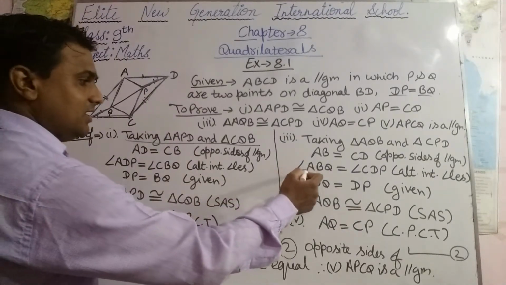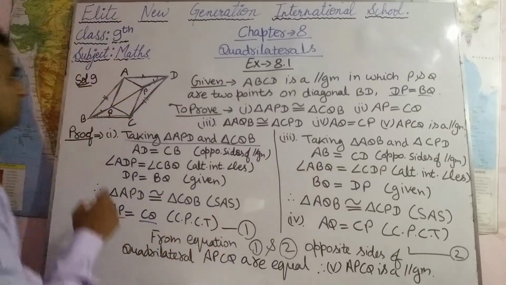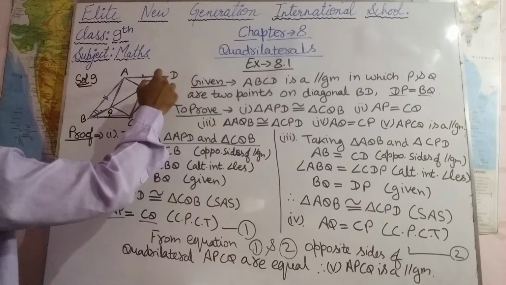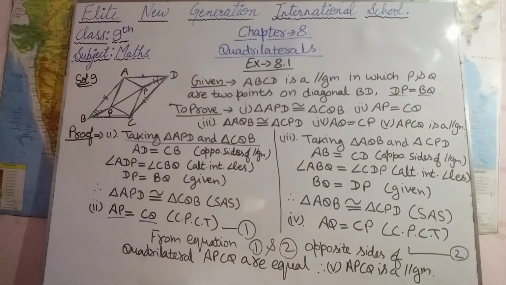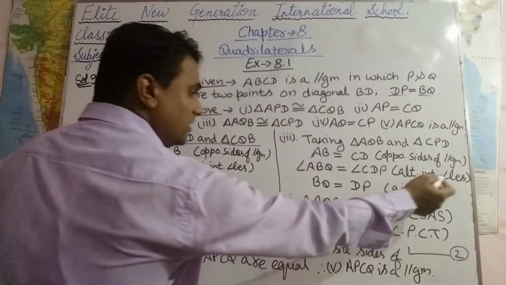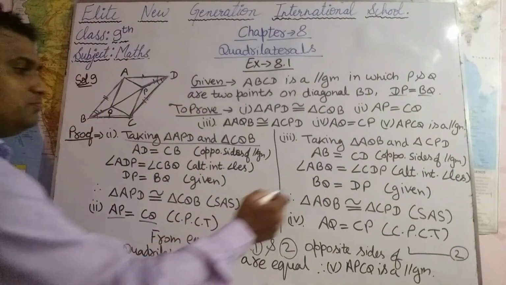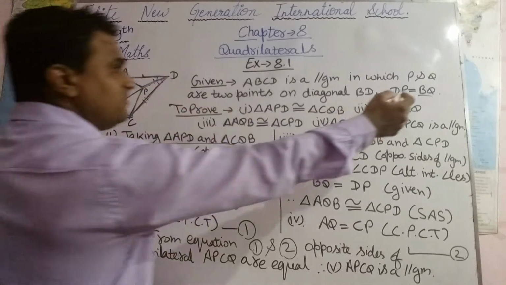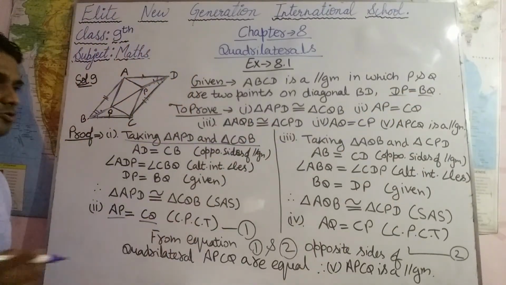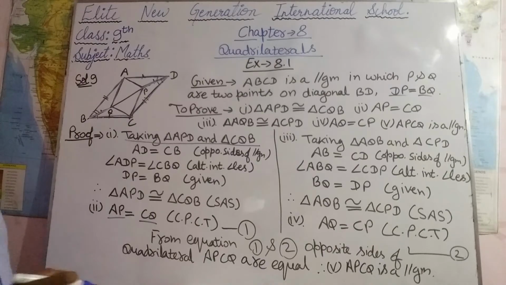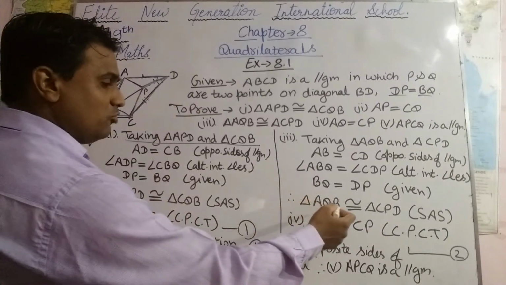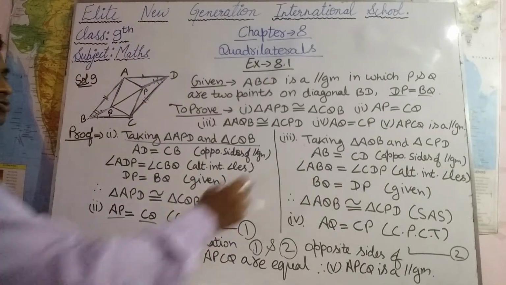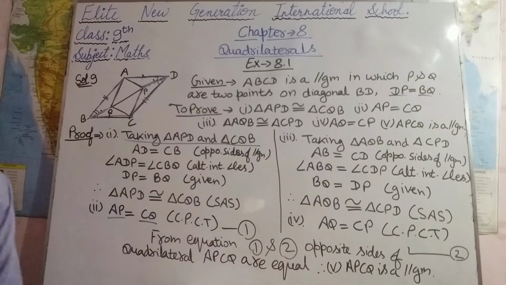Now after this, angle ABQ equals angle CDP. These angles are alternate interior angles. Now after this, BQ equals DP. This we have given. So we can say that triangle AQB is congruent to triangle CPD by SAS. So side angle side, the triangles will be congruent.